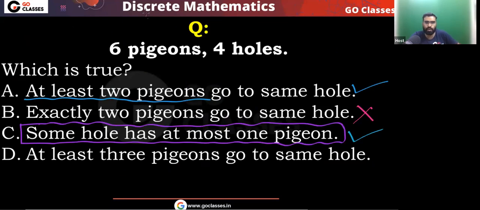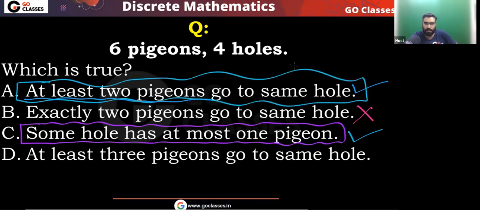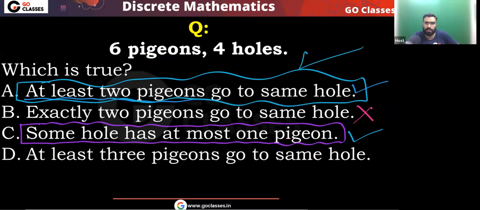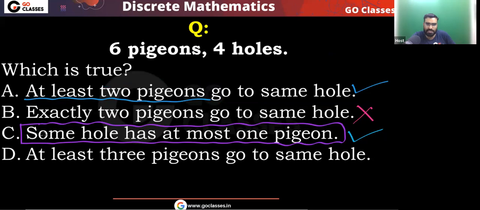Did you understand? This is a very beautiful question. Many students learn this by heart. The statement of option A, the pigeonhole principle, they will remember it, yes, option A is true. But they will not focus on option C.